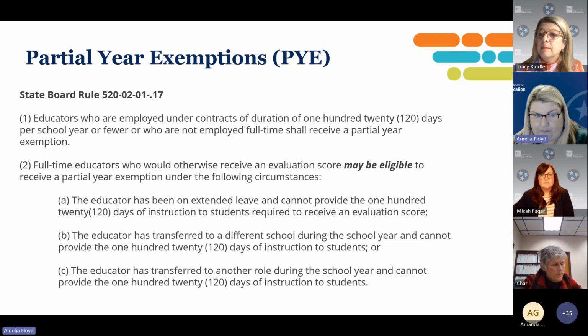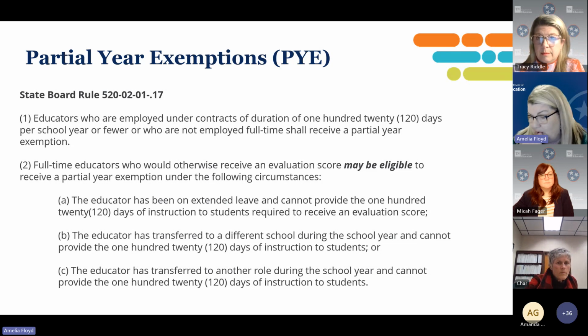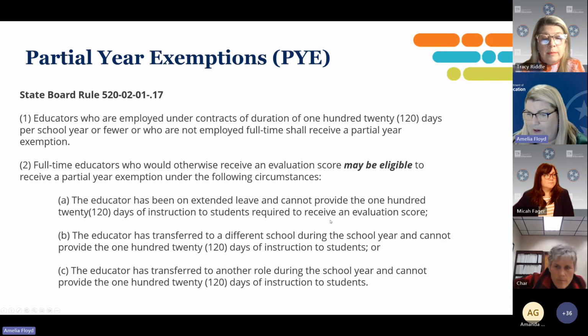certain circumstances. The educator has been on extended leave and cannot provide the 120 days of instruction required to receive an evaluation score. The educator may have transferred to a different school during the school year and cannot provide the 120 days of instruction. Or an educator has transferred to another role during the school year and will not provide 120 days of instruction to students. So these are possible reasons that teachers may be marked as PYE. Ultimately, the district makes that decision as to if this person should receive the PYE.